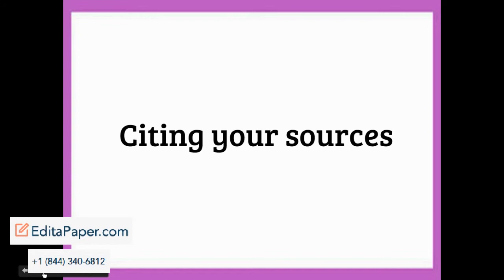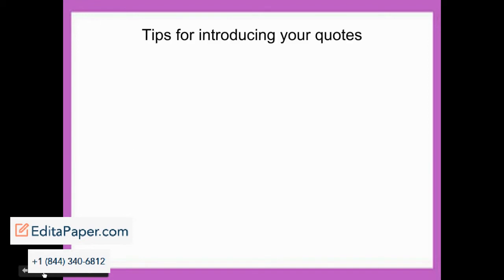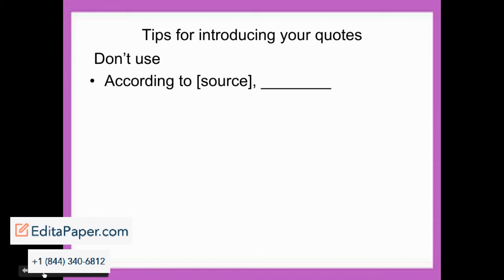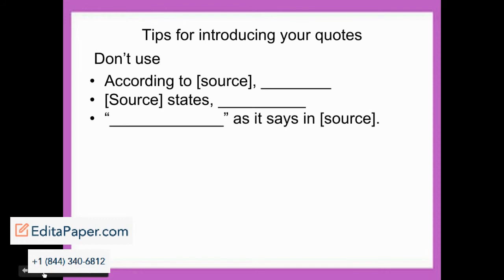Okay, about actually citing your sources, you know that we're using MLA citation, which means the author's last name is going to go in parentheses at the end of the sentence. I want you to remember when you introduce your quotes, though, some students prefer to put the author's last name at the beginning of the sentence, and they like to do this. According to, let's just use my last name as the source. Like, let's pretend I wrote the article. According to Betcher, quote, Betcher says, quote, as it says in Betcher.